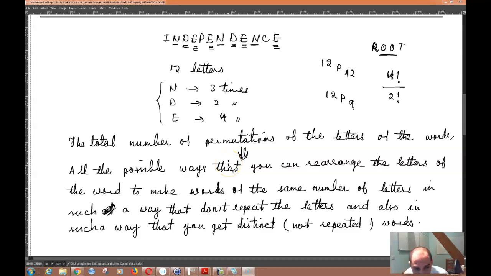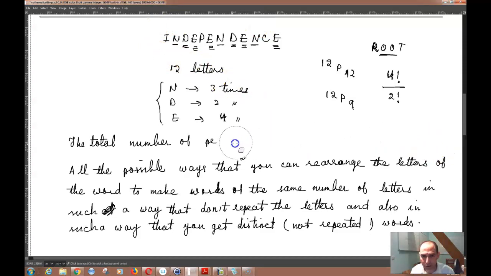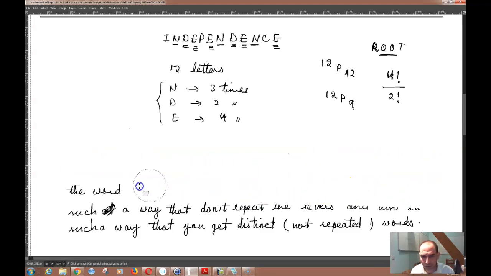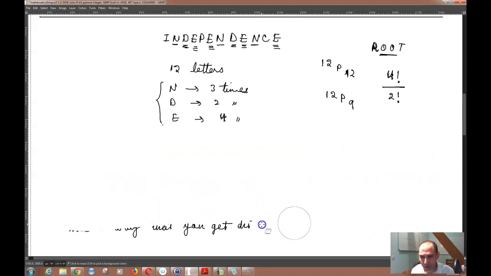Okay, so now that we understand what we mean by permutation, or basically the total number of permutations of the letters of the word, for example, independence, what we mean by that. So let's calculate it.